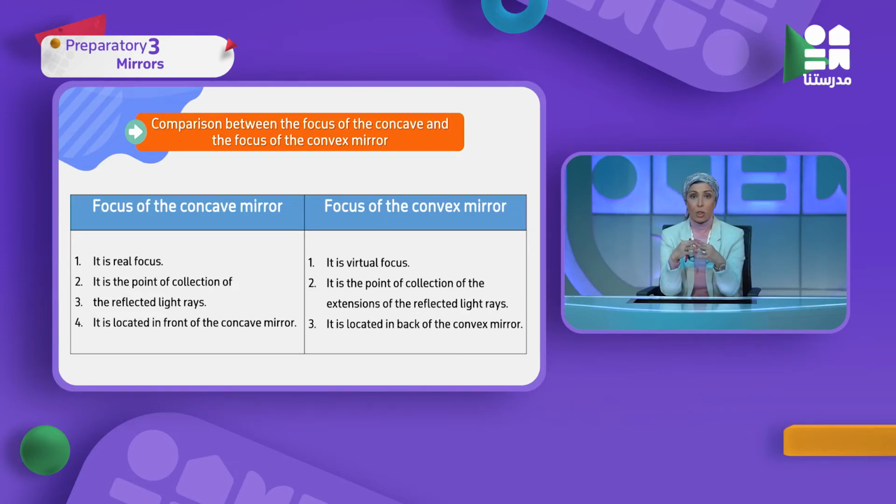Now the last point here, the location. Where is the focus found? In the case of the concave mirror, the focus is found in front of the mirror, in front of the reflecting surface of the mirror. While in the case of the convex mirror, the focus is behind the mirror. It's a very important comparison, you have to memorize it well, and it's very easy. From the mirror drawing you can know where the focus is in the two types.